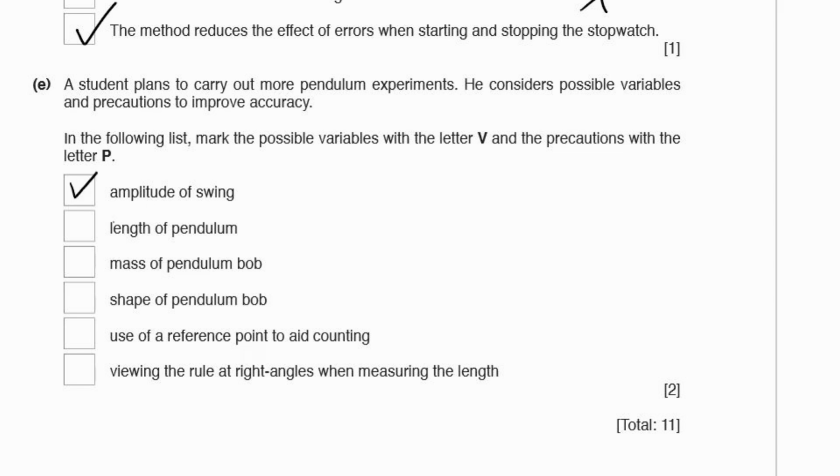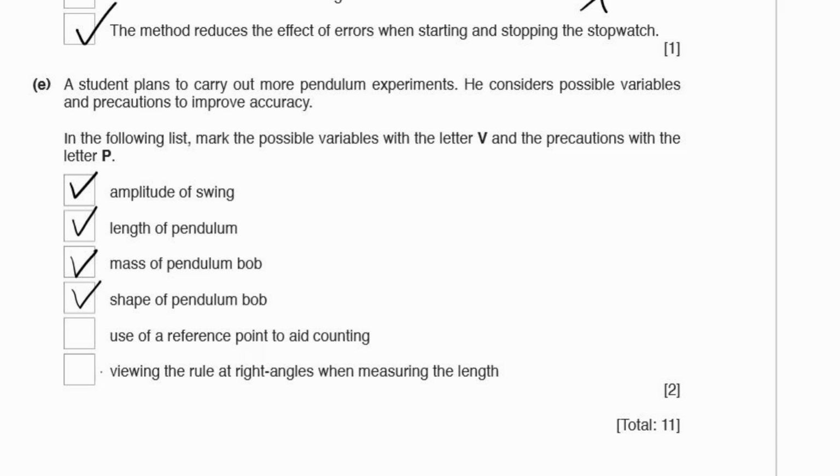Amplitude of the swing is a variable. Length of the pendulum, that's a variable as well. Mass of the pendulum bob is a variable. These are all things that we can change. Shape of the pendulum bob, well, there's 2 different types, so that's a variable. We could easily change it, go to the shop, buy a different pendulum bob.